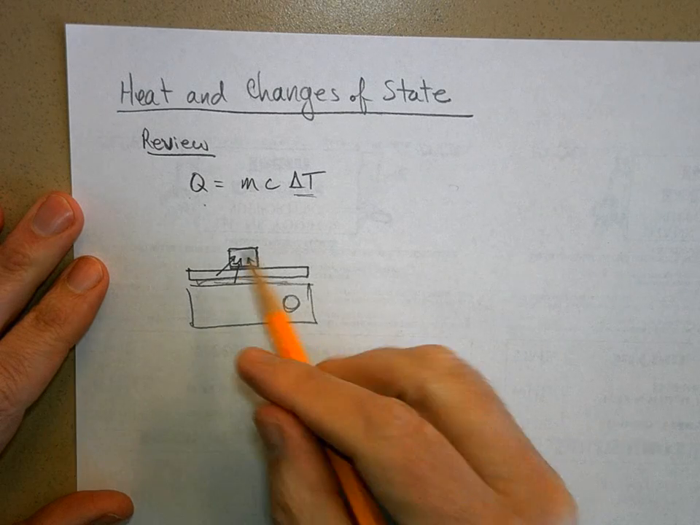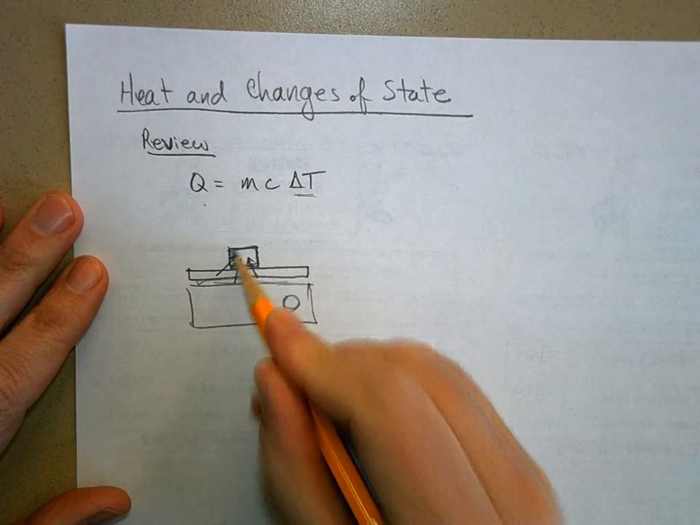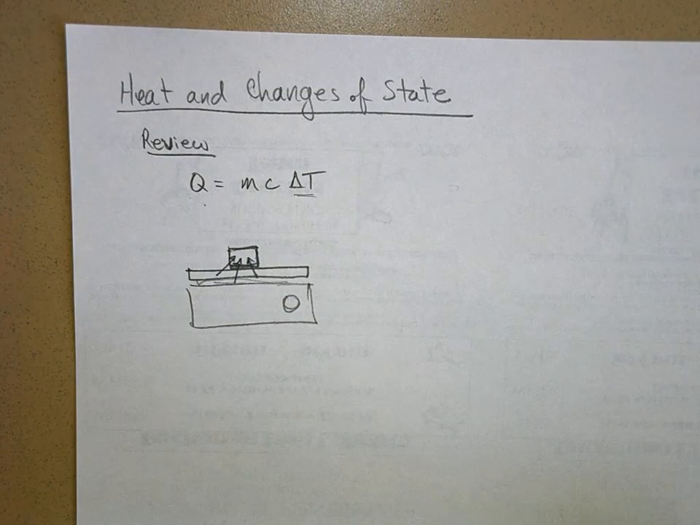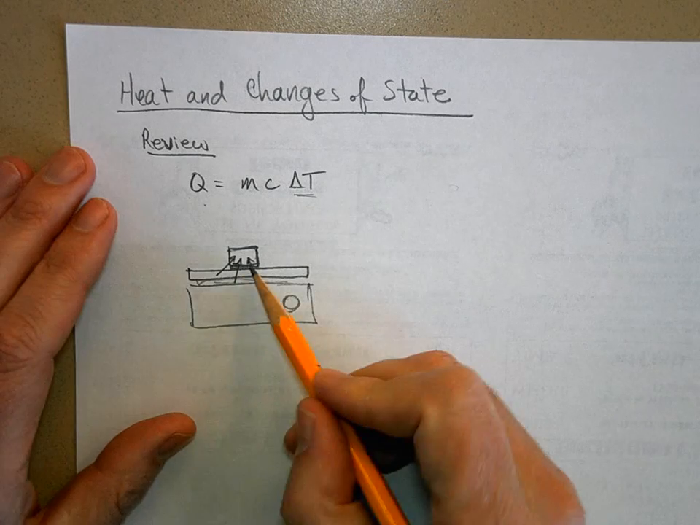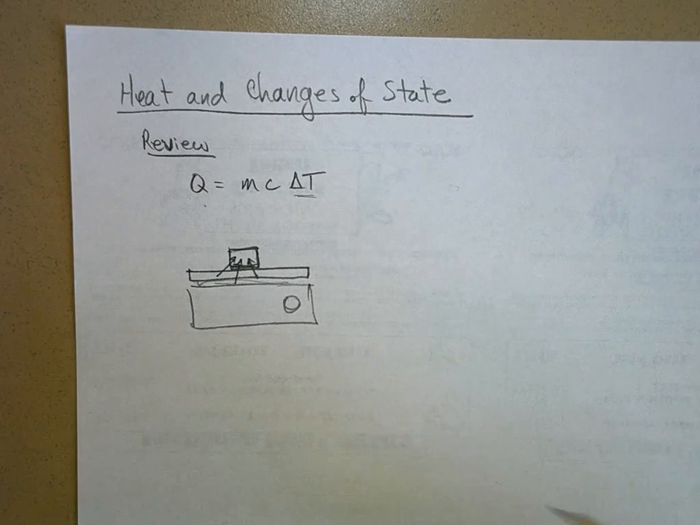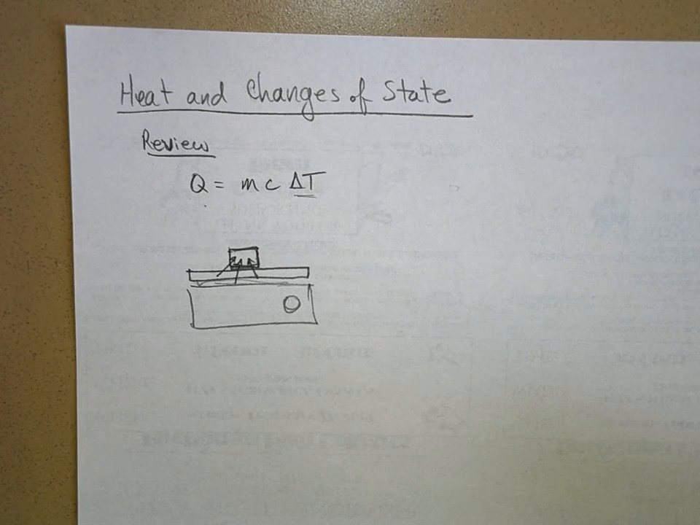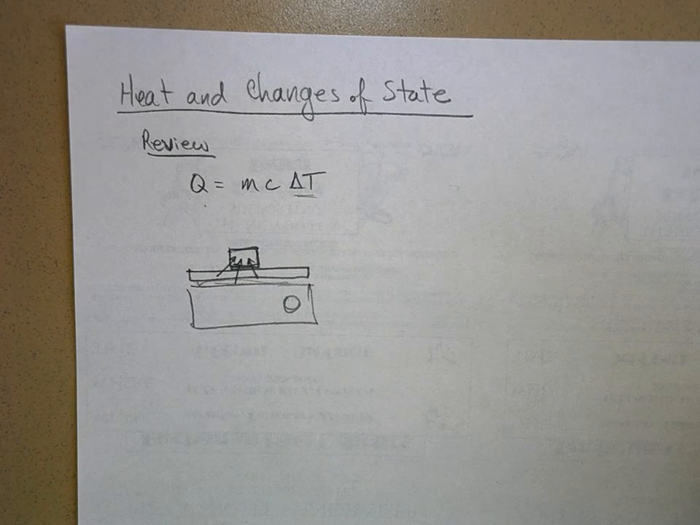For example, if this was a block of ice that I took out of a really deep freezer, like really super cold, like negative 30 degrees Celsius, really cold, and I put it on like a hot plate, well, you might say, oh, well, it's going to melt. Well, no, it's not going to melt. It's not going to melt until it reaches a certain temperature.